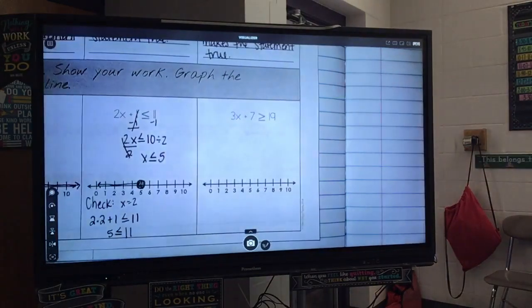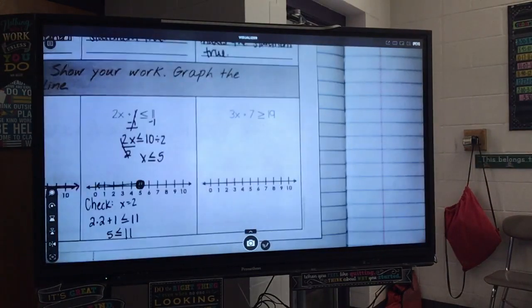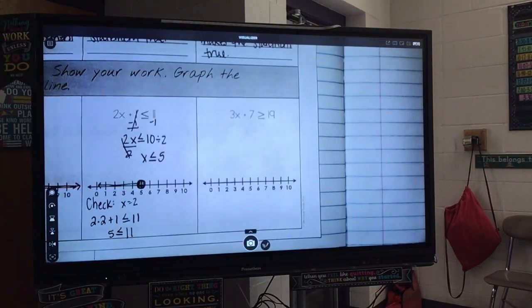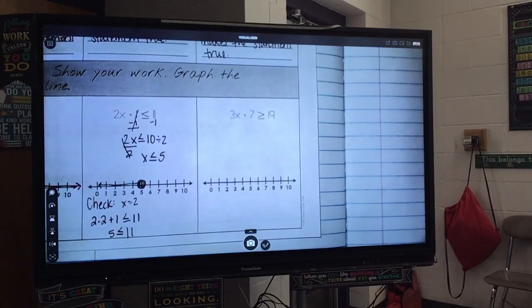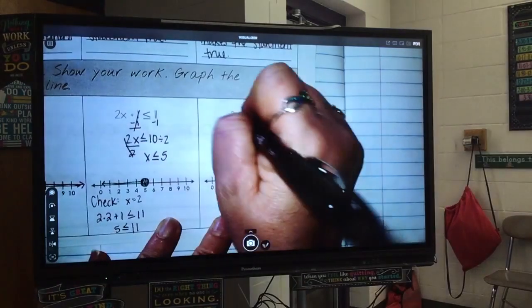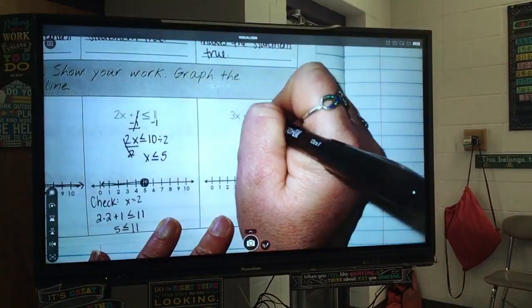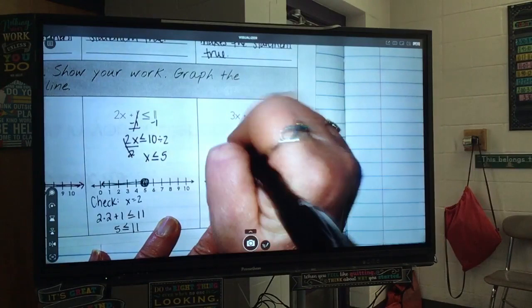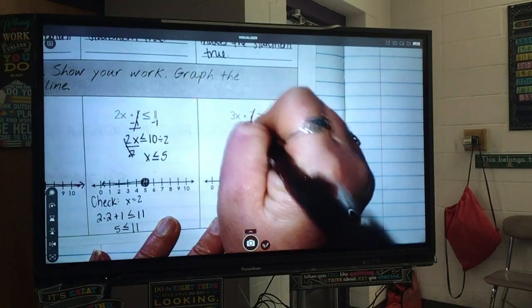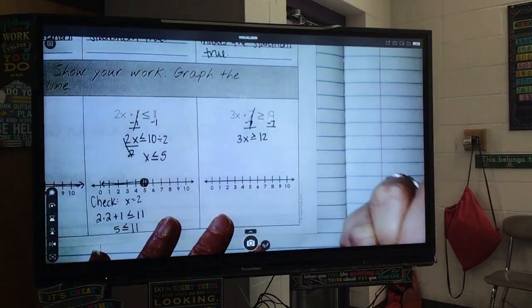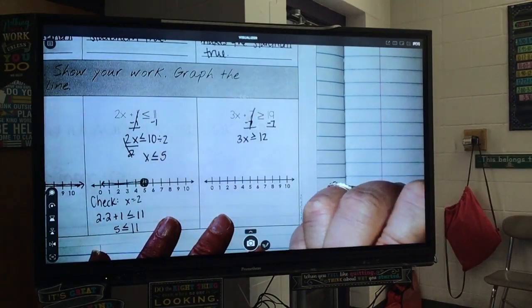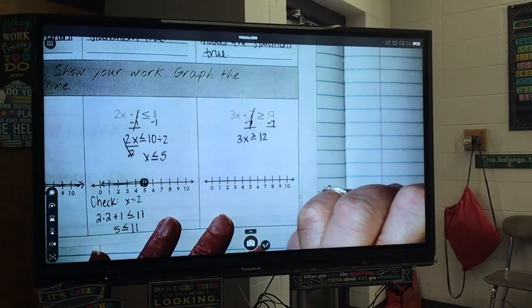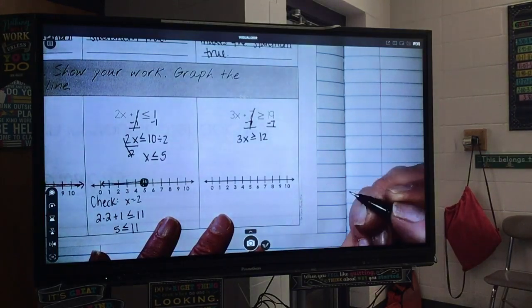Alright, last one for the foldable. It says 3x plus 7 is greater than or equal to 19. Alright, so what is the process? What do we do first? Alright, Jeremiah? We subtract 7. Okay. And also we subtract 7 from 19. Okay. And then you bring it down, and so you have 3x, and it is greater than or equal to 12. Okay. And then what?